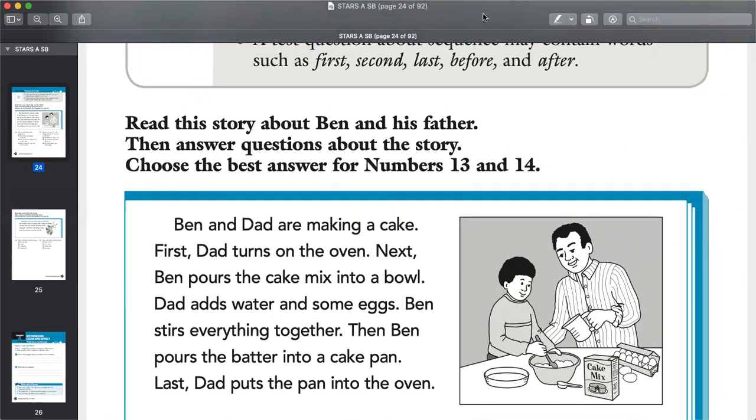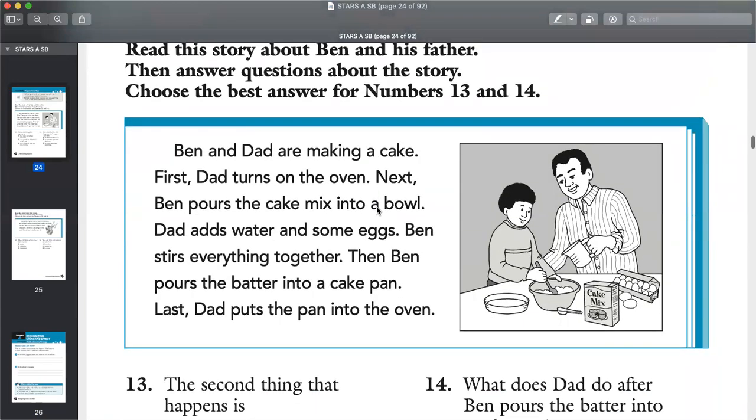So Ben and Dad are making a cake. First, Dad turns on the oven. Next, Ben pours the cake mix into a bowl. Dad adds water and some eggs. Ben stirs everything together. Then Ben pours the batter into a cake pan. Last, Dad puts the pan into the oven.